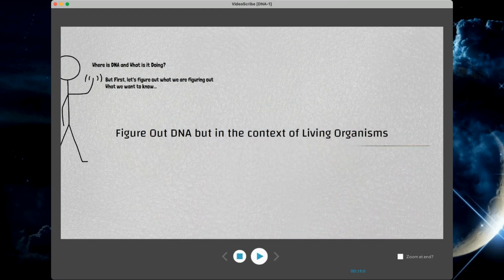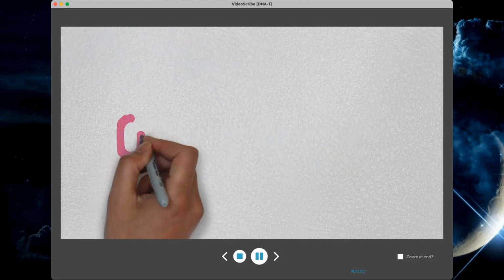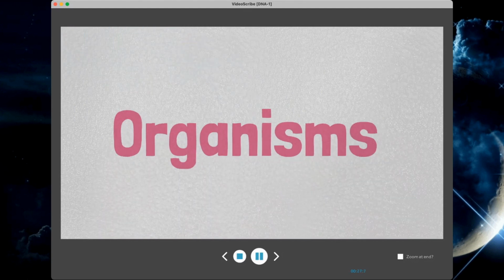we're trying to figure out what DNA is doing, which is obviously the key of everything, right? It's where the information is written in life. And we want to figure out what it's doing in the context of living organisms and how it really works. Okay. So starting at the top, we get life.